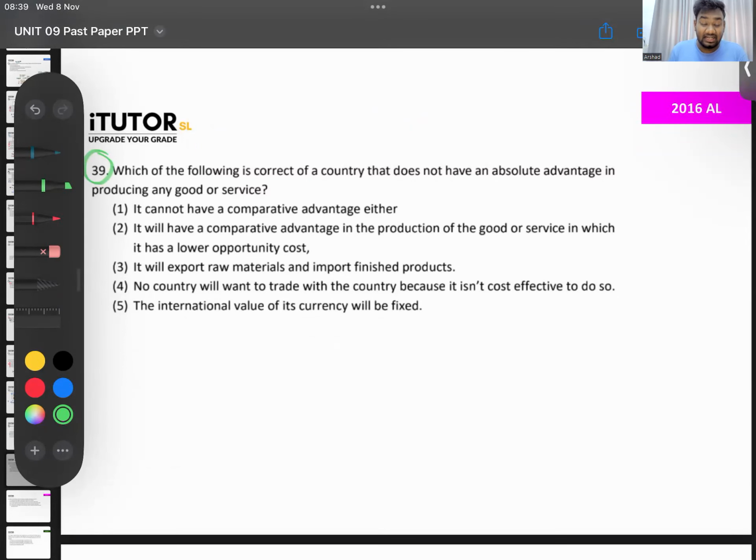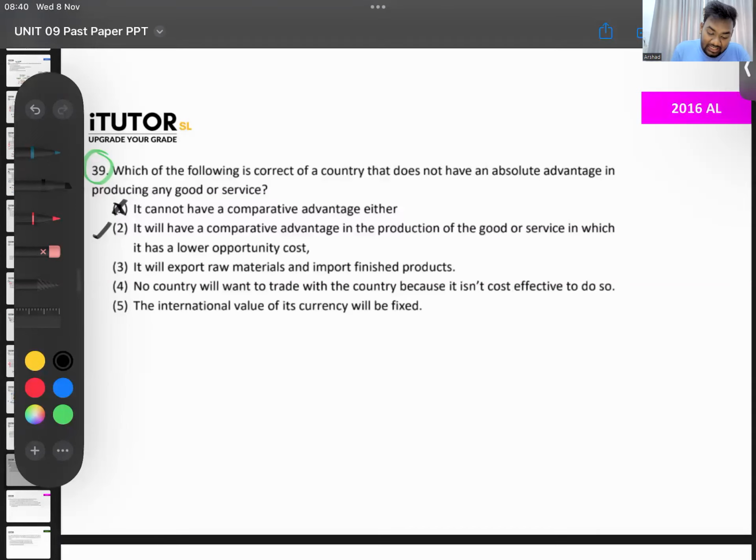Which of the following is correct of a country that does not have an absolute advantage of producing any good or service? Okay, so one country doesn't have the absolute advantage in anything. It cannot have comparative advantage either. Is that correct? Just because you don't have the absolute advantage, that doesn't mean you can't have the comparative advantage. You can, no? So this is wrong. It will have the comparative advantage in the production of the good or service in which it has a lower opportunity cost. Is that correct? They don't have the absolute advantage, but if they have the lower opportunity cost of something, they might have the comparative advantage. Sounds right, no? Looks correct.